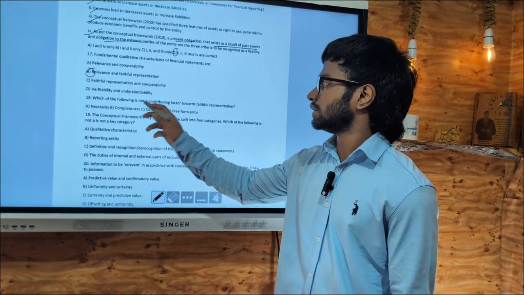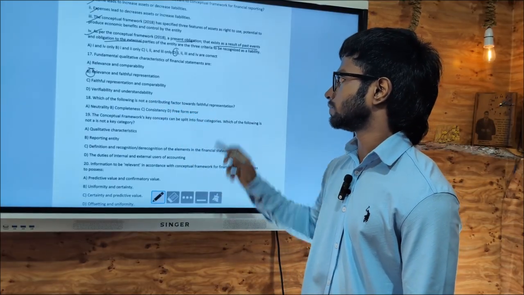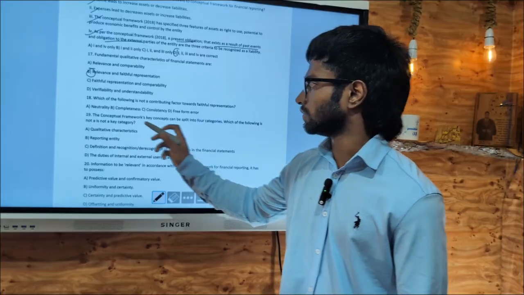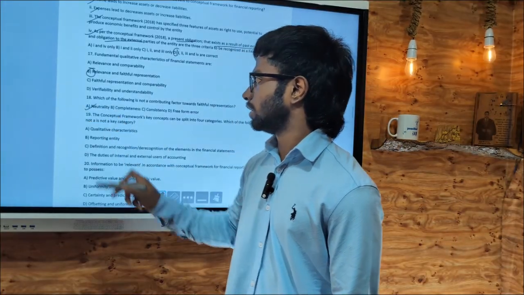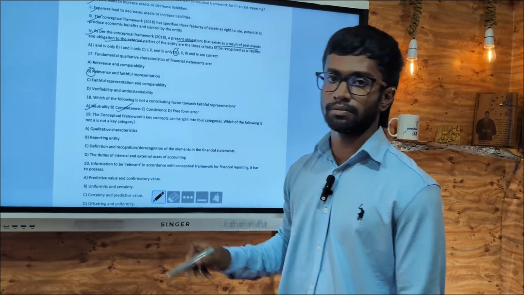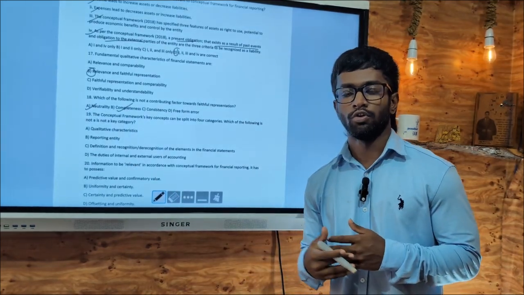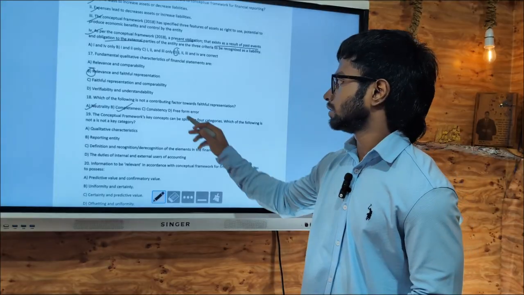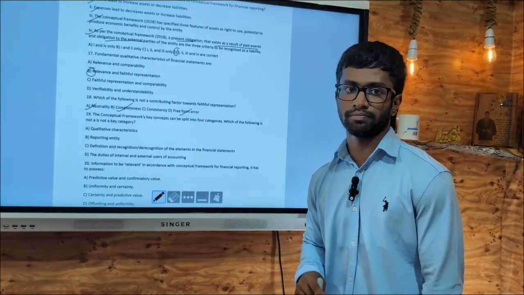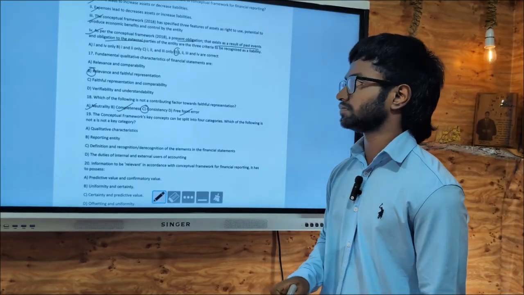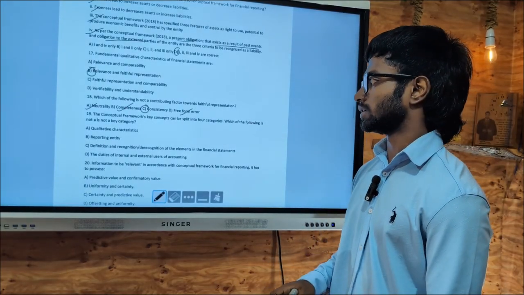Next, which of the following is not a contributing factor towards faithful representation. So as I told you previously also, we had a similar question. Neutrality should be there. You can't be biased. And everything should be complete. When you're publishing, you have to publish all the relevant information. And you have to try and minimize the error. These 3 should be there. Consistency, there's nothing like that in faithful representation.